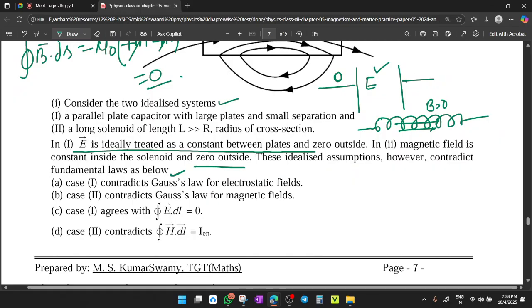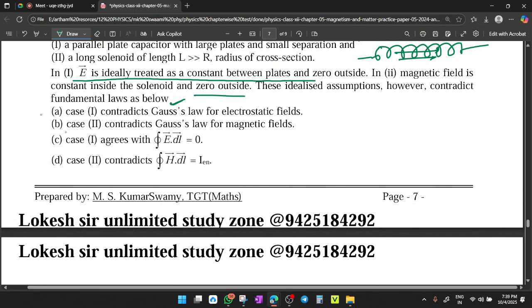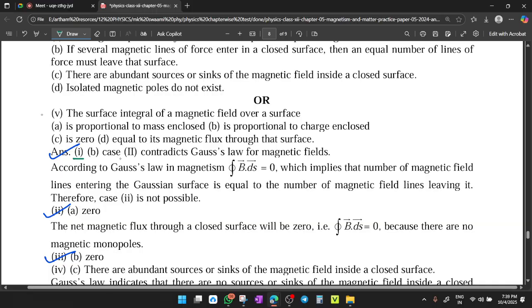So now the question is, which statement here contradicts the fundamental laws? Which one statement here contradicts the fundamental laws? So see here, the answer should be B. Case 2 contradicts the Gauss law of magnetism. Let us see. Yes, answer is B. Case 2 contradicts the Gauss law for magnetic field.